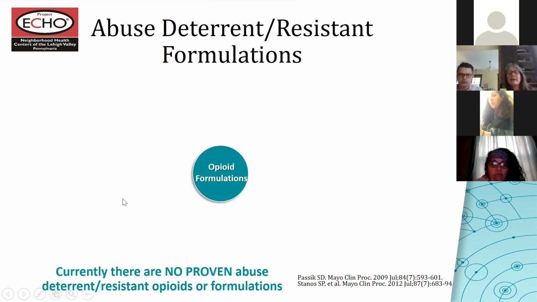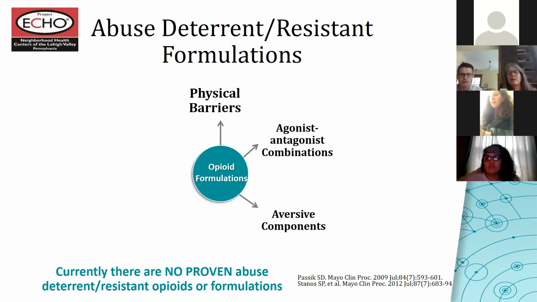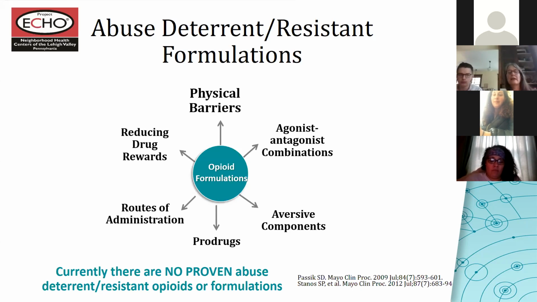So we know that back in the day, the drug companies were telling us that there are abuse deterrent formulations or abuse resistant formulations, some of the longer acting opioids, or the partial agonists, oxycodone, etc. There are currently no proven abuse deterrent or resistant opioids or formulations. People have tried using physical barriers of how you put the medication together, the agonist-antagonist combinations, putting the naloxone in there. All of these different things have been tried. There's a lot of effort from the drug companies to figure out how to decrease the harm of prescription opioids, and none of it has actually worked.